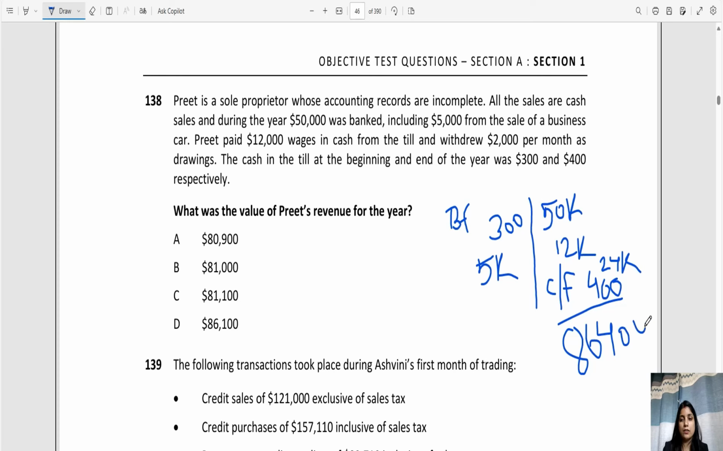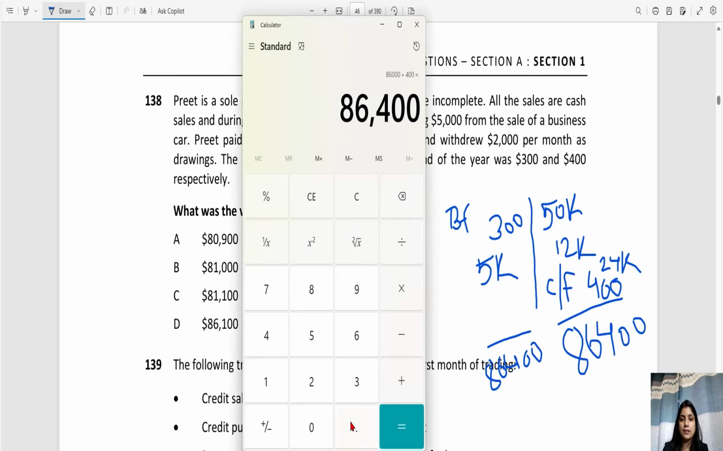Okay, but on the debit part it's only 5,300. So it should be 86,400 on the debit part as well as a total, but there is some difference, and the difference needs to be considered as the sales. So if we subtract 5,000 and again 300, we have a sales balance of 81,100, which will give option C.